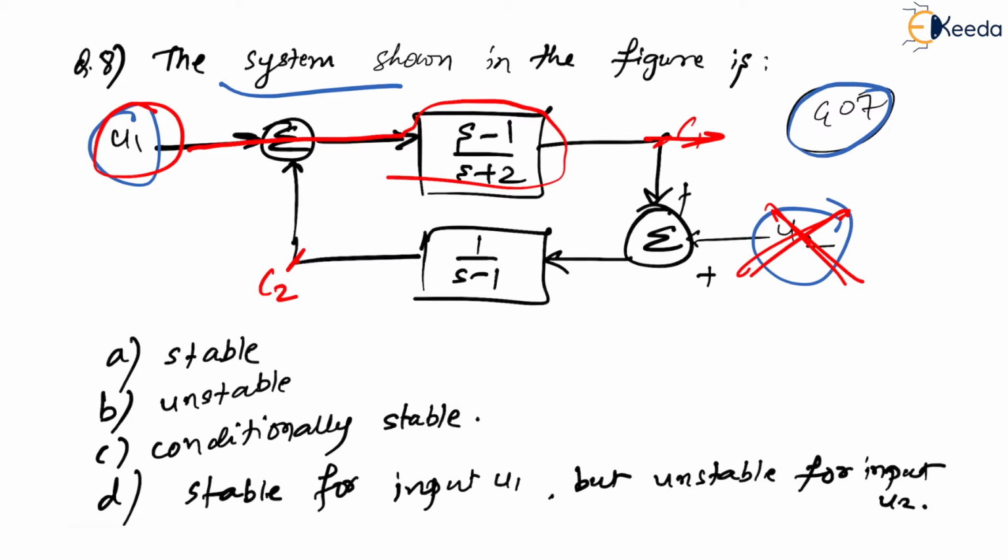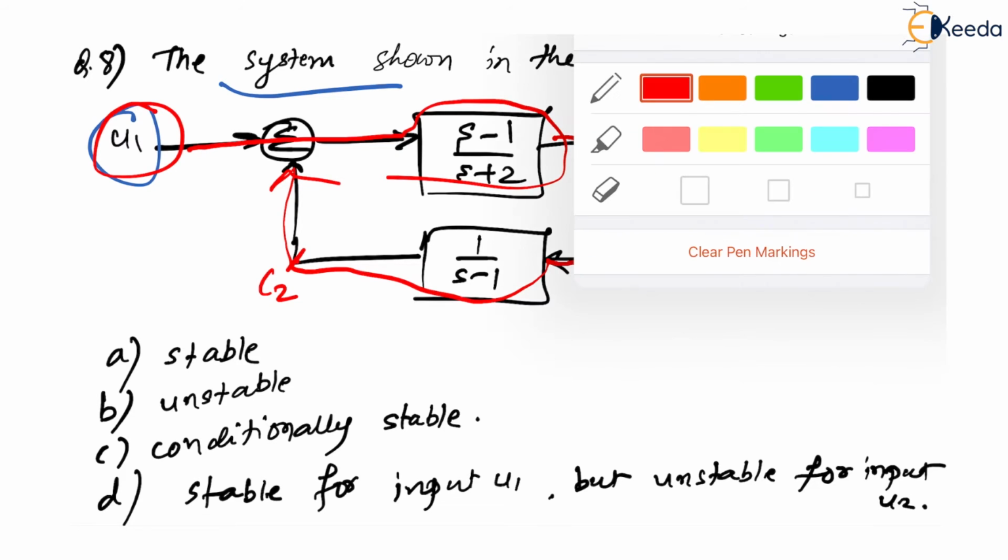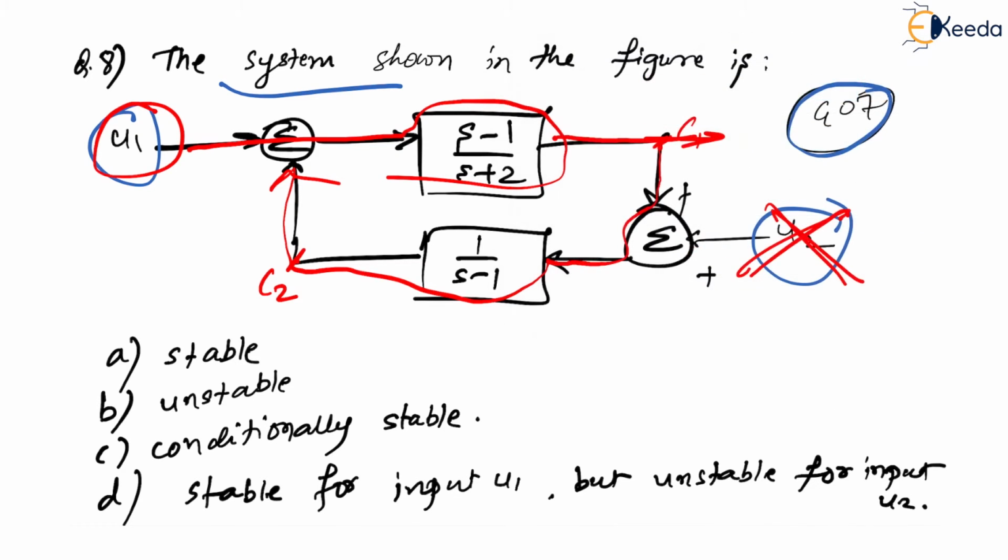Now, what happens is, my input goes through this block, output is taken, and then from here I am going to have a negative feedback over here. Is that correct? Yes. Here you have negative feedback. This is positive. Okay.